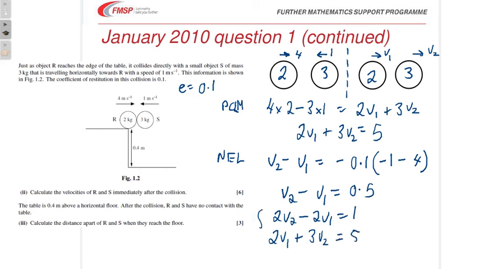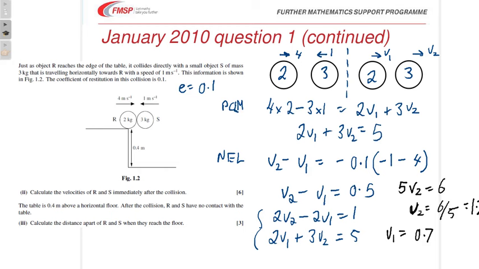We want to solve those and find the velocities of R and S, find V1 and V2. So I've just got room to solve them, if you don't mind me using every bit of available space. Adding them, we get 5V2 equals 6. So V2 is 6/5. And V1 is V2 minus 0.5, which is 0.7. Let's write them both in decimals. That's 1.2, and V1 is 0.7. So V2 and V1, the speeds afterwards, 1.2 and 0.7.